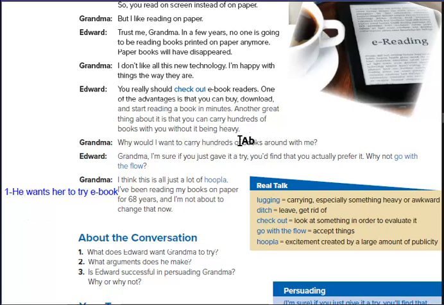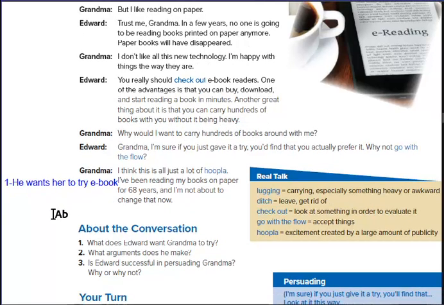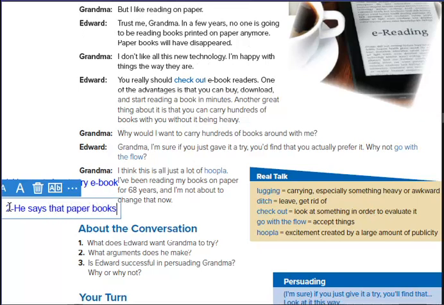And also he tells her what? In the future, paper books will have disappeared. Okay, and she can carry hundreds of books with her. So the arguments here, he tells her, okay, he says that paper books will have disappeared. Okay, will have disappeared.